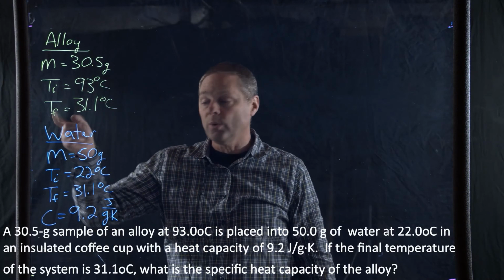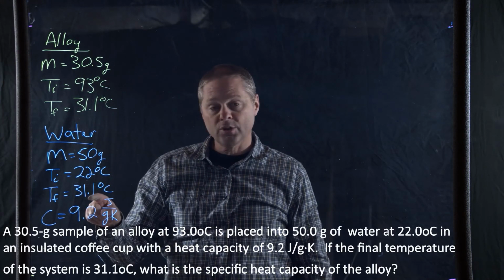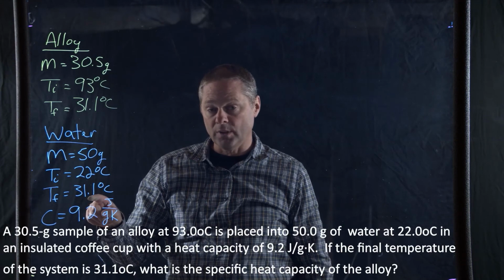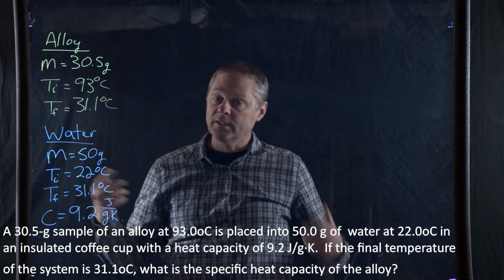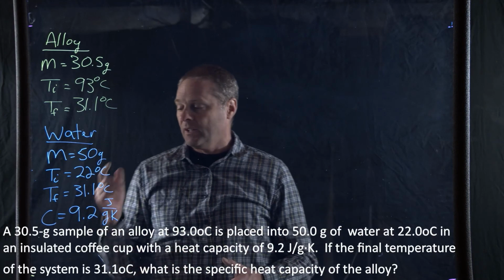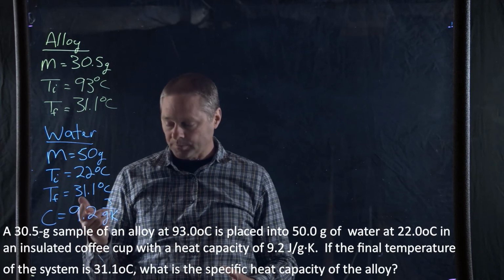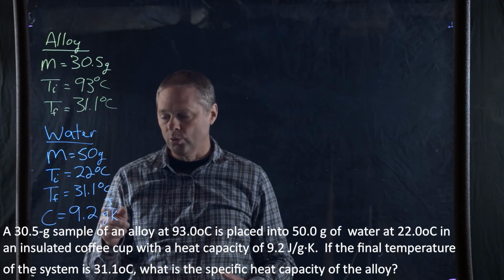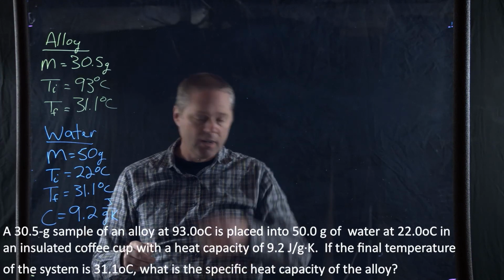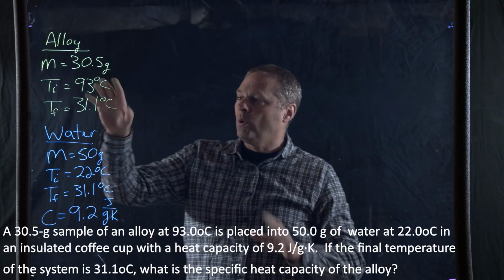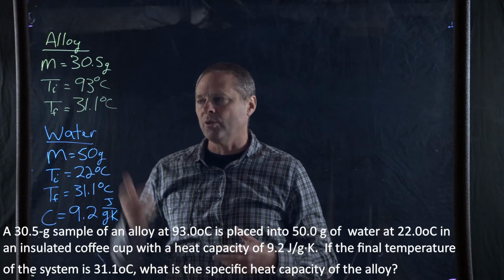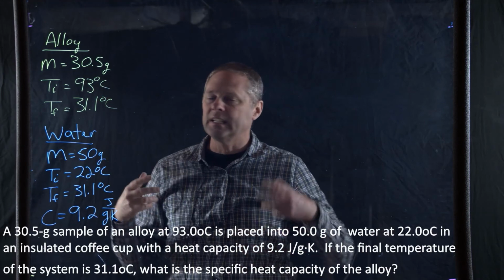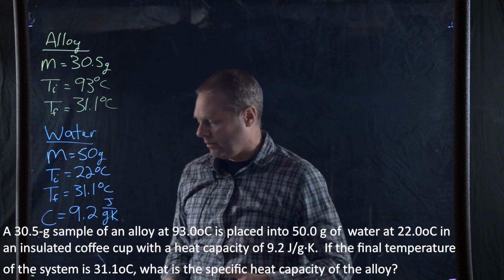Upon putting the alloy into the water, the temperature is going to rise to 31.1 degrees Celsius for both the alloy and the water, because it's going to come to thermal equilibrium. The heat capacitance of the calorimeter is 9.2 joules per gram degree Kelvin. Now, we're going to leave this in Celsius. And the reason being is we're going to have a change in temperature. A change in temperature in degrees Celsius is the exact same number as a change in temperature in Kelvin.